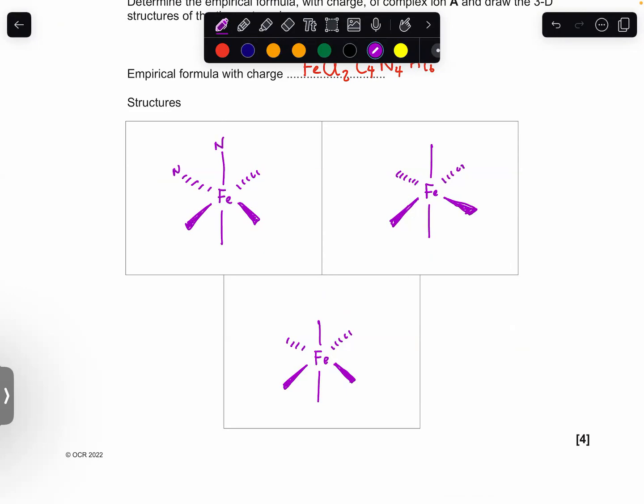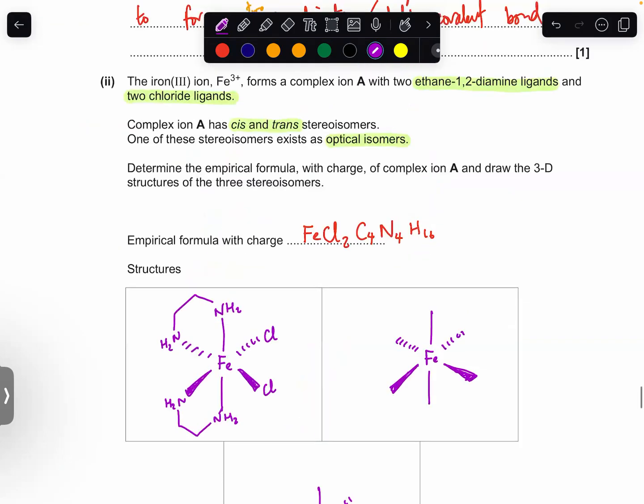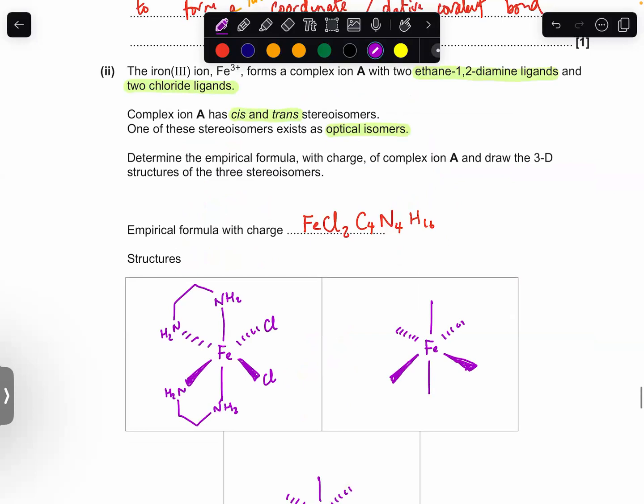Class, let's draw the cis version first. So we've got our 2 bidentate ligands. Let's draw our NH2s. It's the nitrogen that forms the coordinate bond. And don't forget to put the hydrogens after. Actually, that bond should be on the nitrogen, H2. And then you've got your chloride ions. And you see, this is a complex, so the charge, empirical formula with charge. I missed that out.